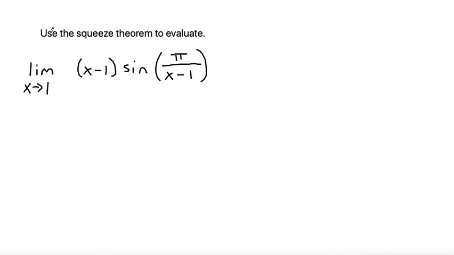So here we have a problem where we want to use the squeeze theorem to evaluate the limit as x approaches 1 of (x minus 1) times sine of pi over (x minus 1). Here we have some quantity, which in this case is x minus 1, that is multiplied by a sine of something.